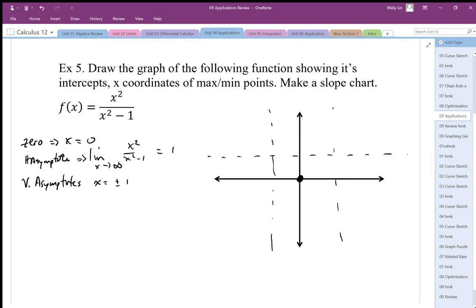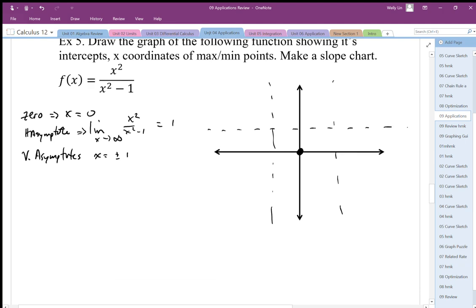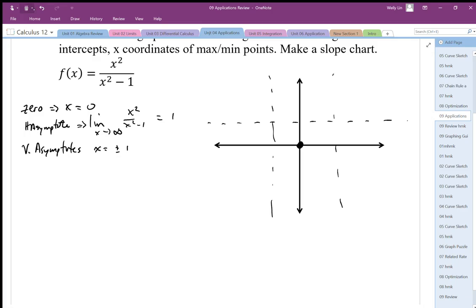I could put a y-intercept in here. Okay, y-intercept is going to be 0, but that's already been established. Okay, so let's add the calculus part in here. Max mins through my derivatives. My derivative is going to be, differentiate, I need to use quotient rule.